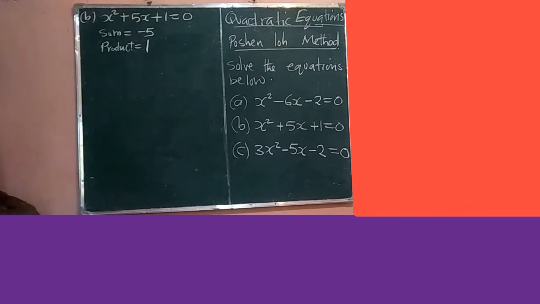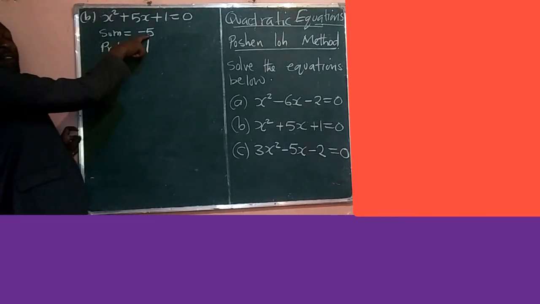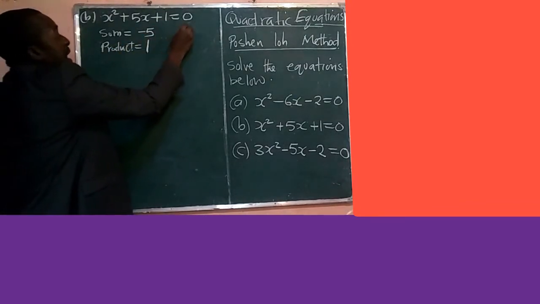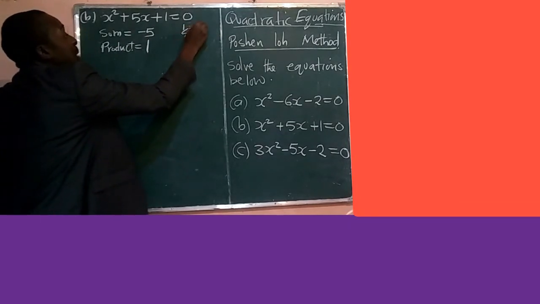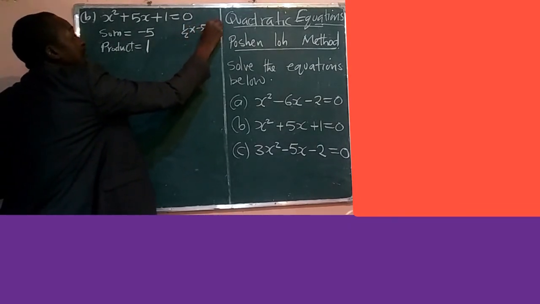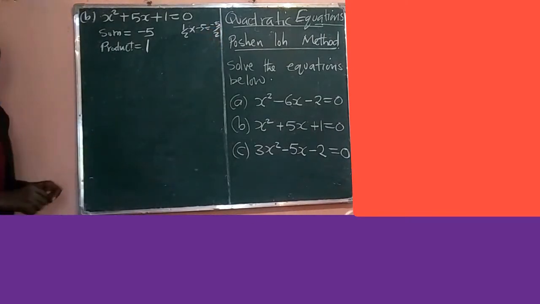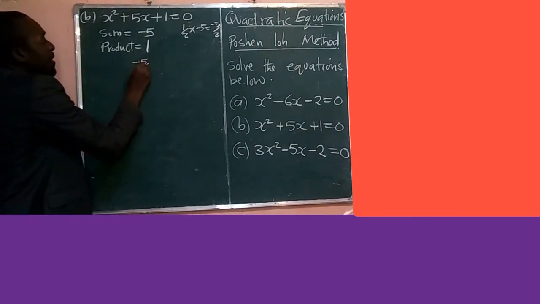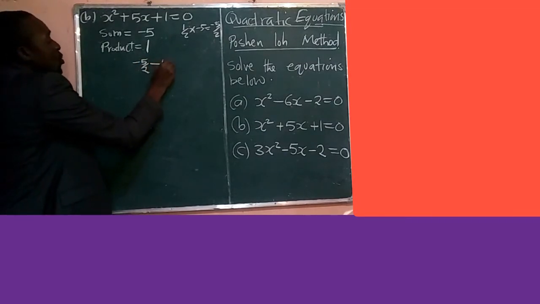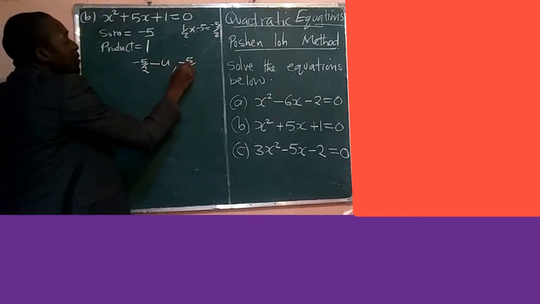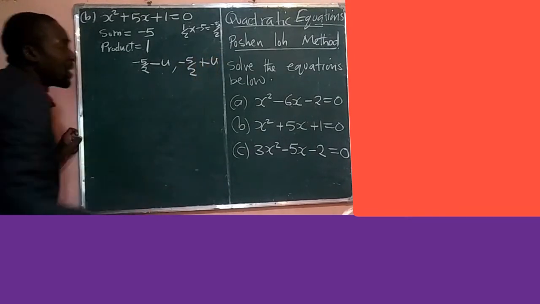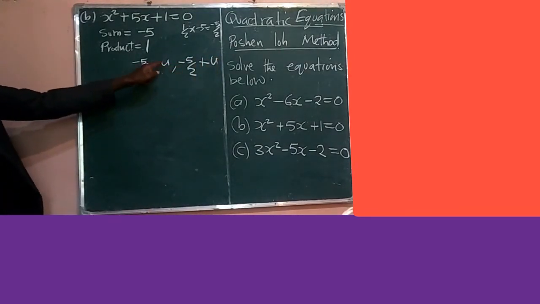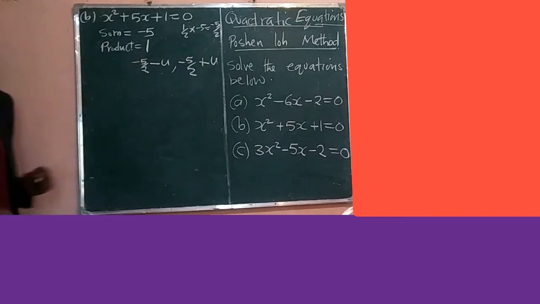And so the next thing is to find half of negative 5. So here you are going to have half of the sum negative 5, which will give us negative 5 over 2. And then now, at this stage, we can write down the solutions. So the solutions are negative 5 over 2 minus u and negative 5 over 2 plus u. And so we have our solutions. All we need is just to find u.